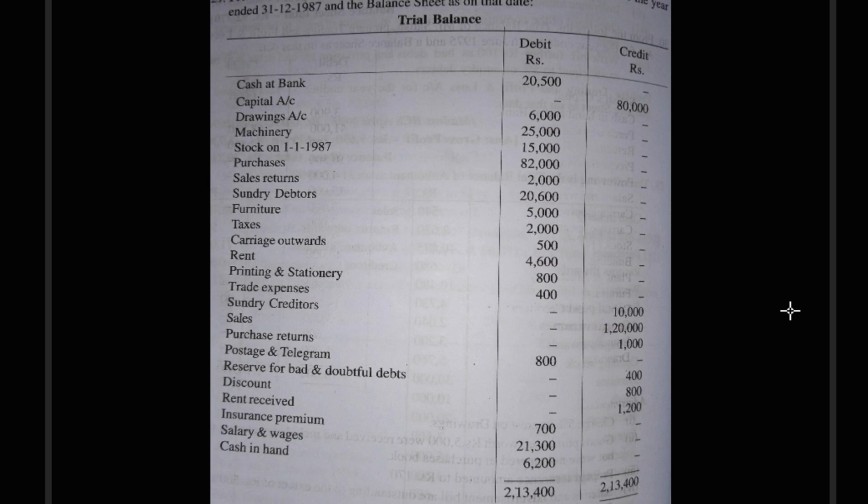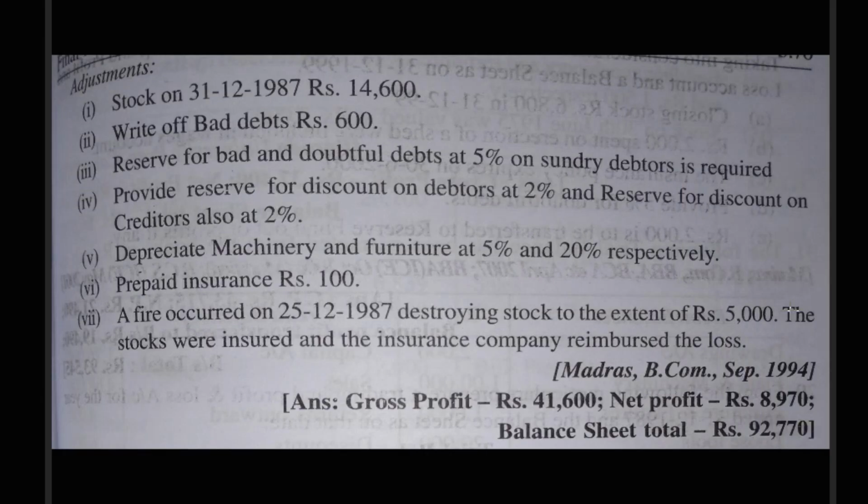Salary and wages. Generally when they have given you wages, we will show it in the trading account. But here, since they have mentioned salary and wages, we will show it in the profit and loss account. And cash in hand, again, is an asset which will be shown in the balance sheet. So, adjustments.